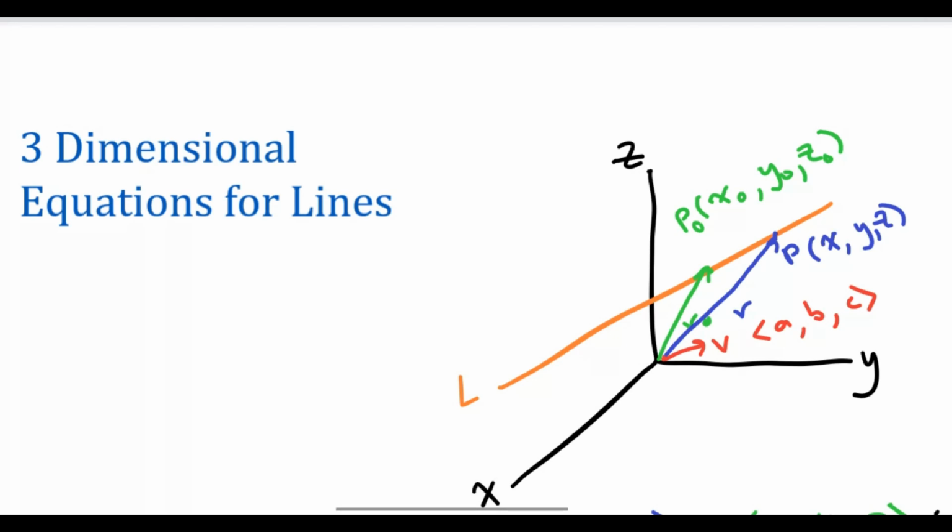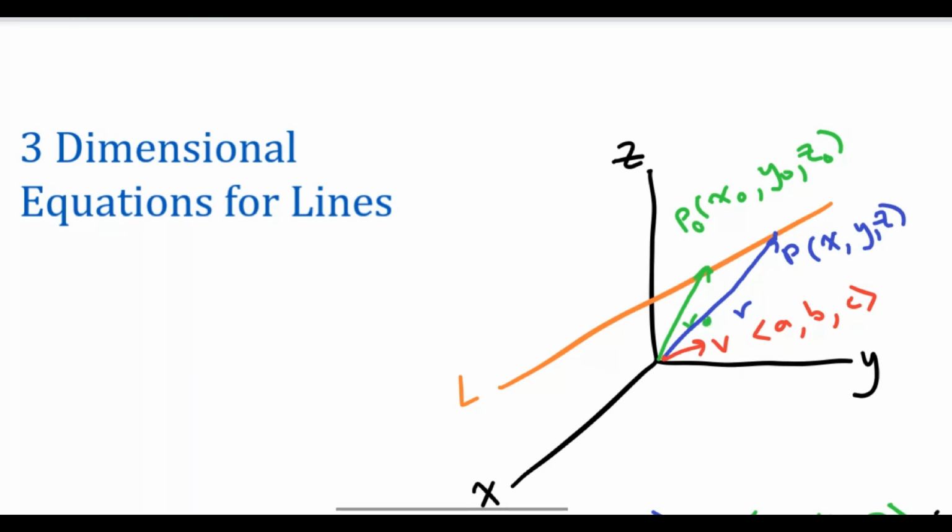How do I find an equation for a line in 3 dimensions? On the right, I have a graph with the 3 axes, x, y, and z, and the line L for which I want to find the equation. The green vector r0 is the vector from the origin to the point p0, which is a point on the line, represented as x0, y0, and z0. And the vector r is an arbitrary point p that's represented as x, y, z. And finally, the vector v is parallel to the line L and is represented with the components a, b, c.